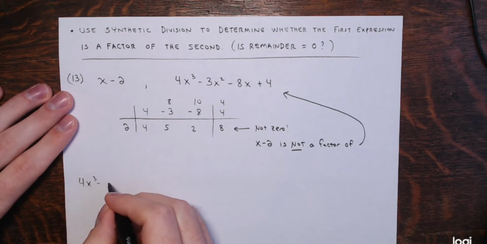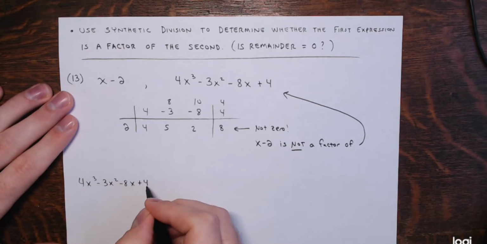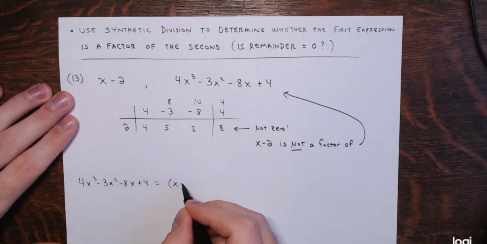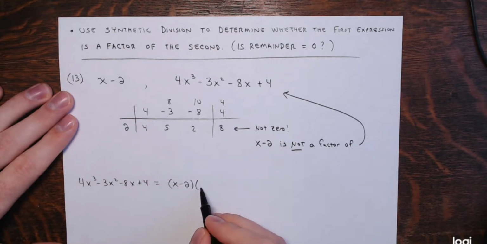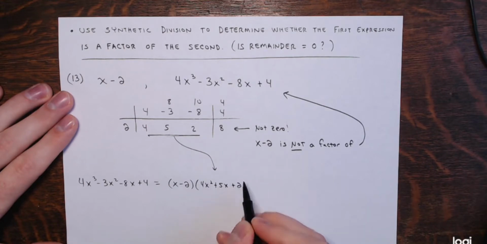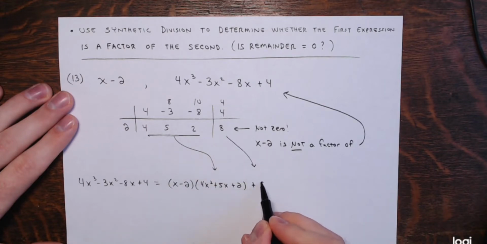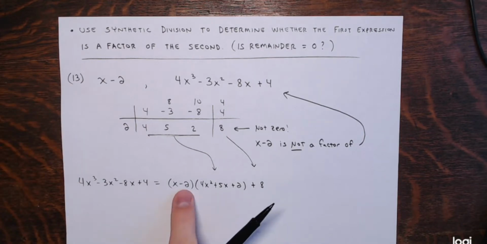3x squared minus 8x plus 4 is equal to x minus 2 times, that's the divisor, times the quotient would be 4x squared plus 5x plus 2, but then plus 8. Right? So you can see it's not factored. All right, you got a product here, but then there's this plus 8 that throws everything off.